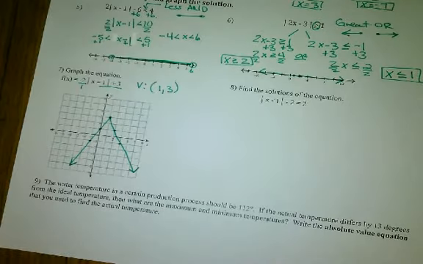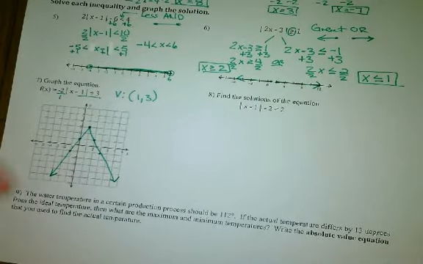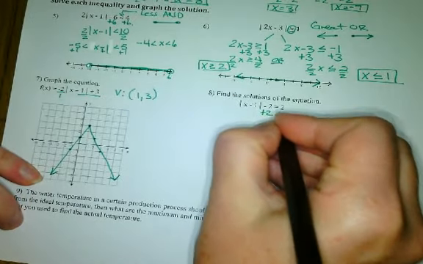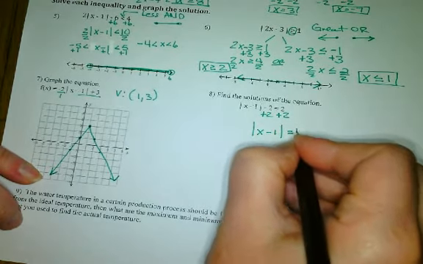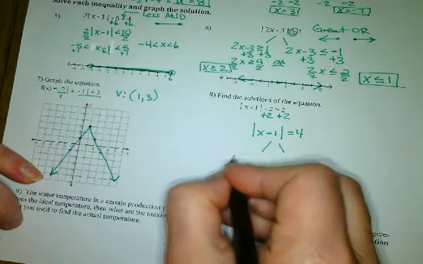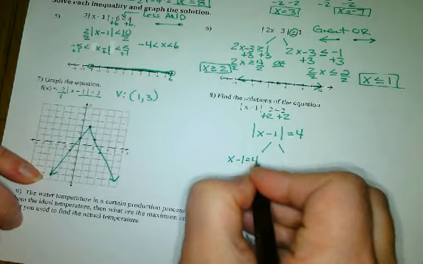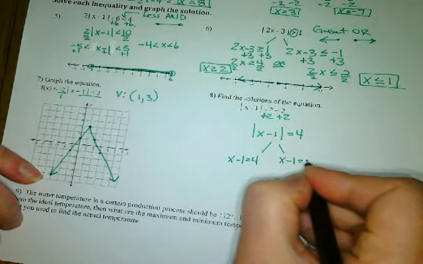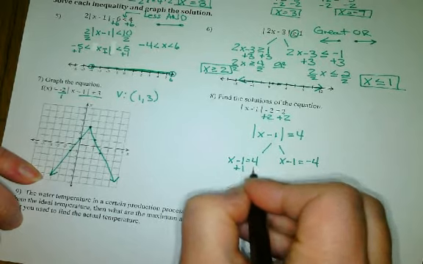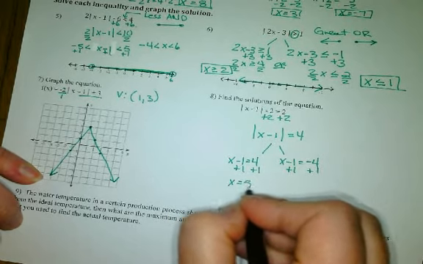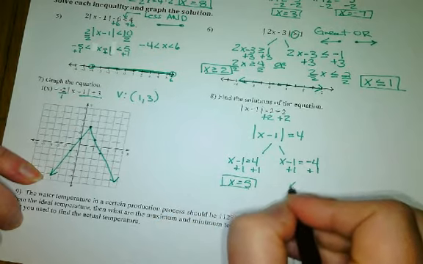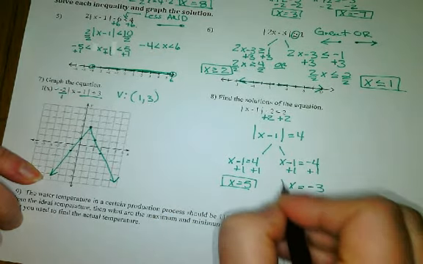Alright, on this one here, I'm finding the solutions of the equation. So again, I got to isolate the bars. So let me add 2 to both sides. So now I have x minus 1 equals 4. And then I'm just going to start solving it. So x minus 1 equals 4. X minus 1 equals negative 4. So I'm going to add 1 to both sides. So here I'm going to have x equals 5. And then I'll have another solution where x equals negative 3.